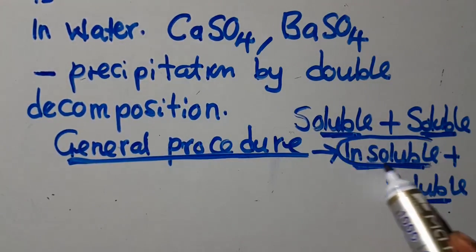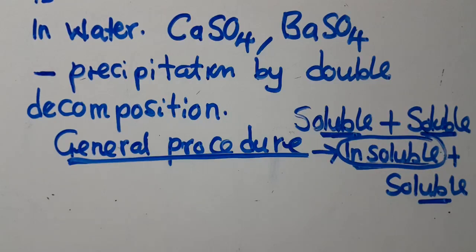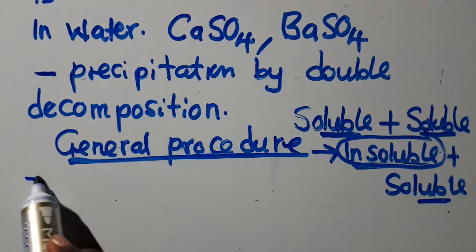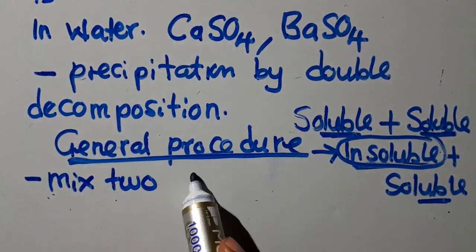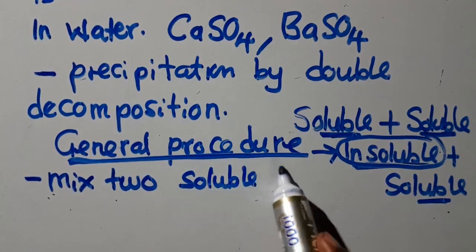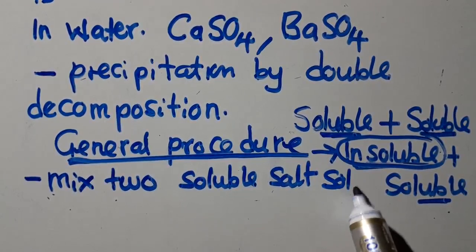So now how can you prepare this salt, which is an insoluble salt? The method that I'm going to use here is a method that you need to know and understand. Make sure that you understand everything that I'm going to share with you. The first thing that you need to do, this is just a general procedure, is to mix two soluble salt solutions. I believe we are moving together.